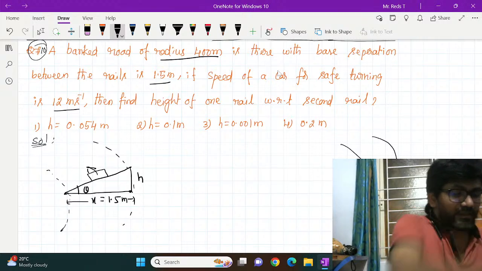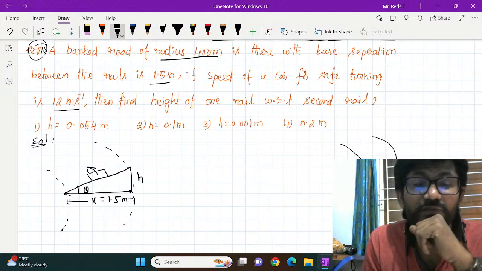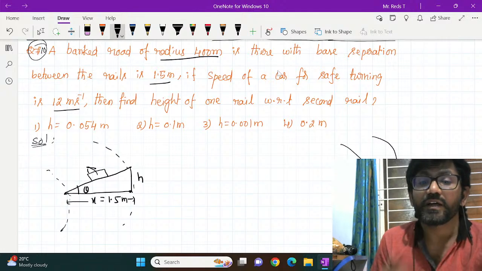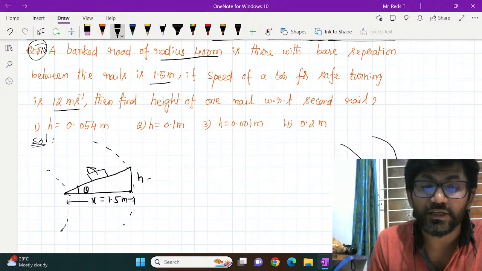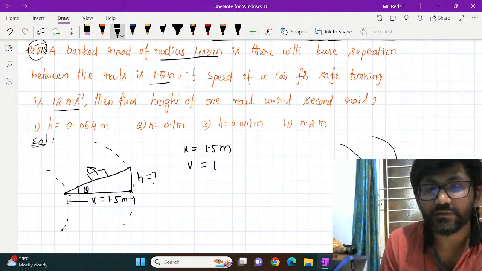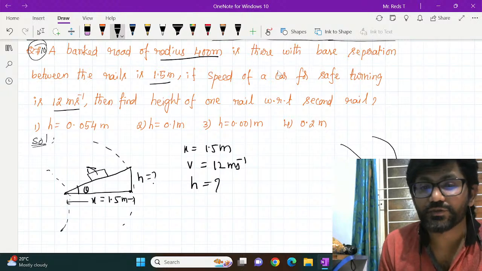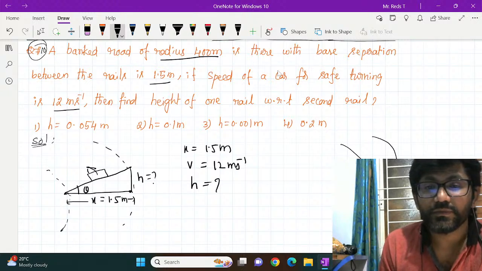What should be the safe speed is the question. If the speed of the car for safe turning is 12 meter per second, then find the height of one rail. Height is the question, guys. So x is 1.5 meter. Safe speed v is equal to 12 meter per second. Then find h. And the radius of curvature of the curved road, capital R, is nothing but 400 meter.